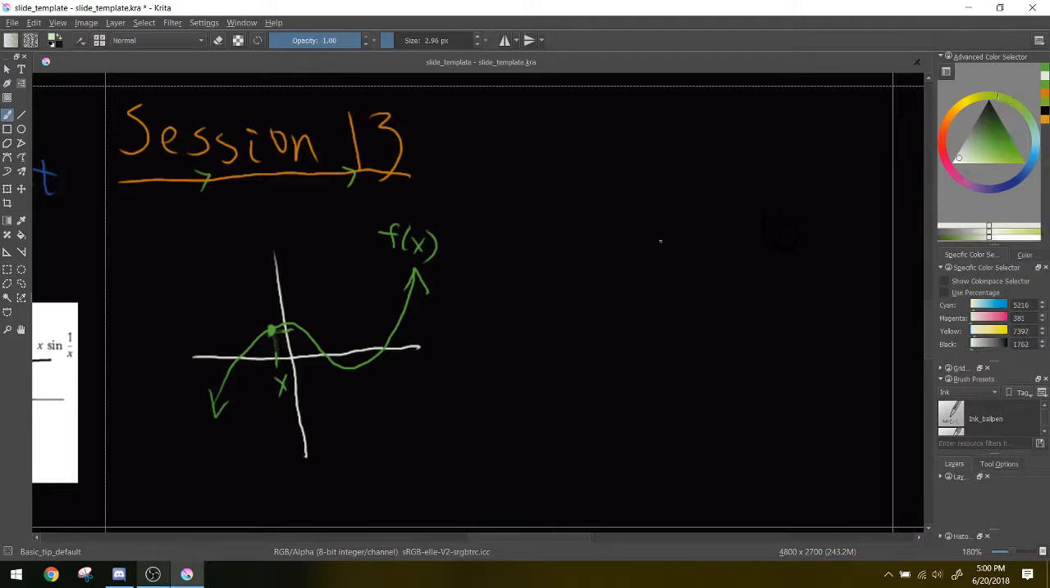Other functions need not have that property. So for instance, we could consider a function like a step function. This is actually quite important in physics. This is sometimes called the Heaviside step function, theta of x.